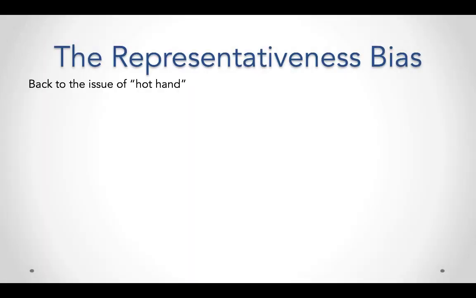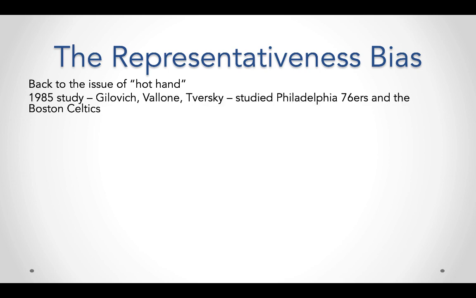All right. So back to the issue of hot hand. There was a study done in '85. They studied the Philadelphia 76ers and the Boston Celtics, and they found no evidence of the hot hand. There was no evidence that if you shoot 4 baskets in a row, the 5th one will go in, or anything like that. Right? So there's no such thing as hot hand, but you can hear the sports commentators saying this all the time. He's hot today. He's on fire because he shot 4.